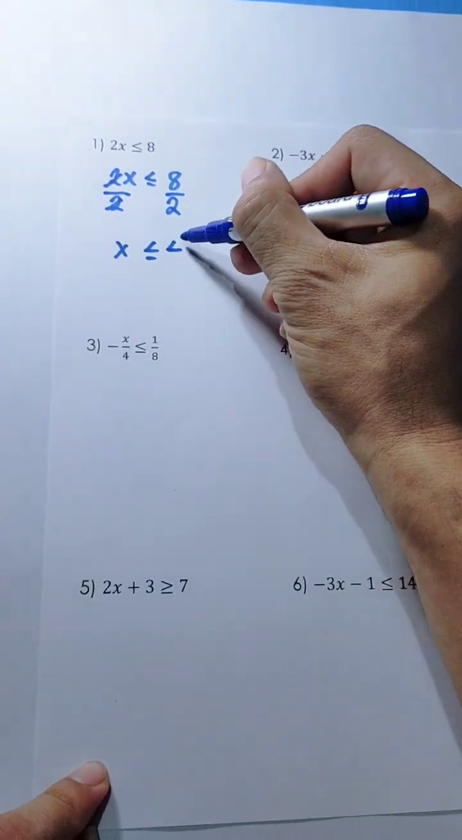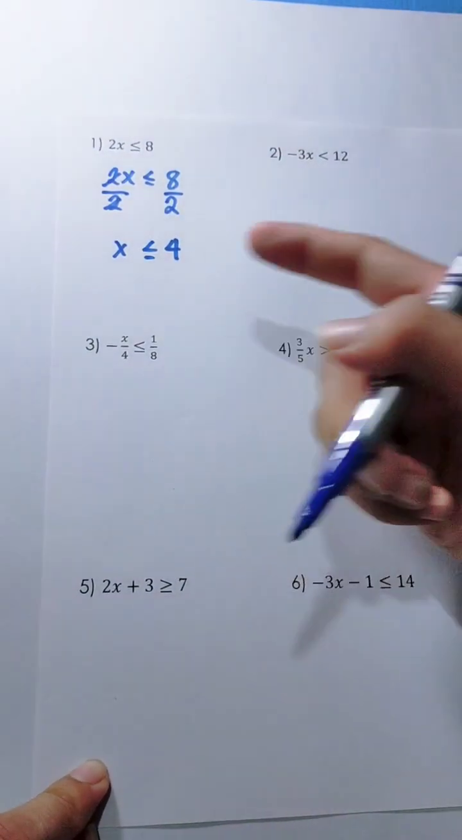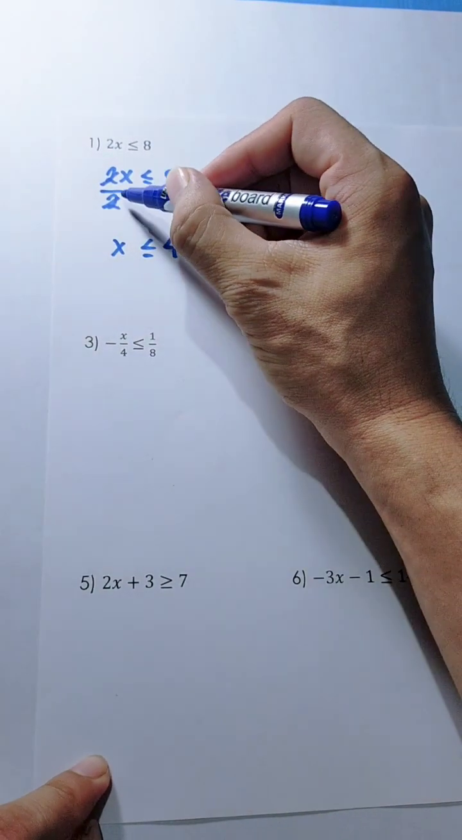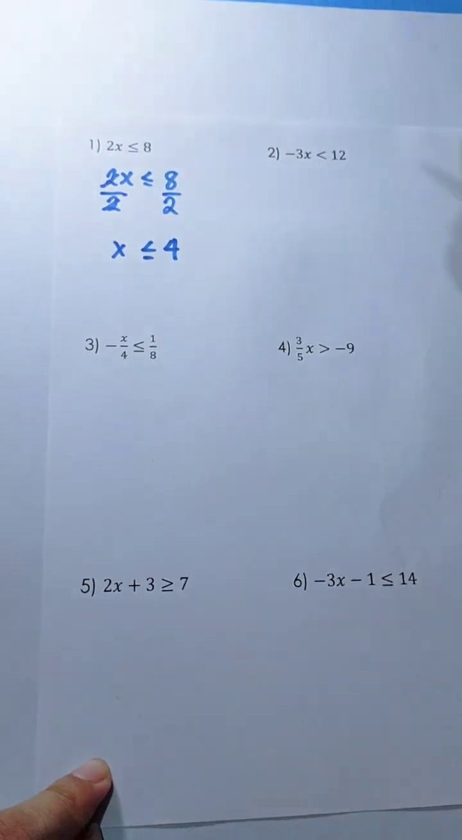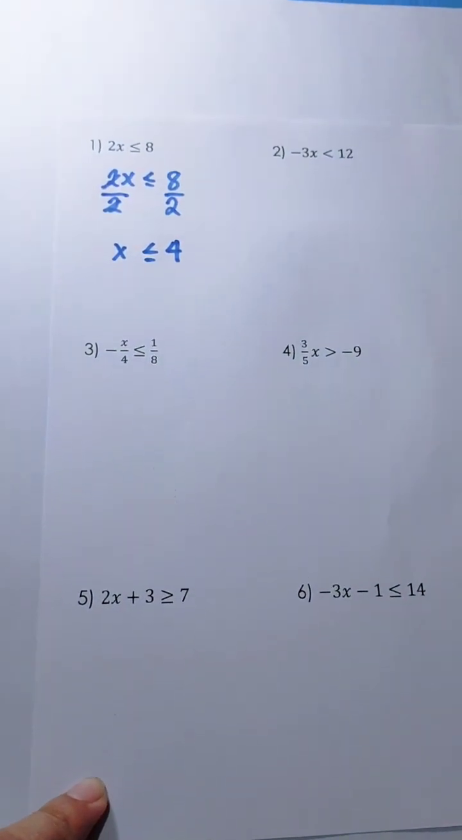8 divided by 2 is 4. So that's it. Since we divide by a positive number, our inequality is preserved.